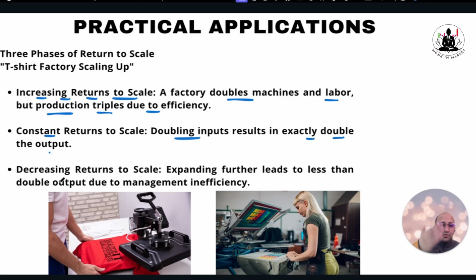Then after more time, what happens? The return starts decreasing because further expansion doesn't help, right? It is because of management inefficiencies. Slowly, initially the production increases, then it becomes constant, and then it starts declining. That is why, after some time, we need good management, a good number of people, and good SOPs for the maximum utilization, or maximum efficiency, of the machine. So this is how all these things work.